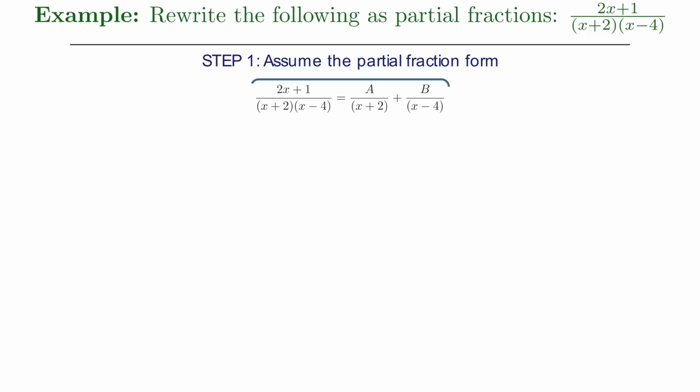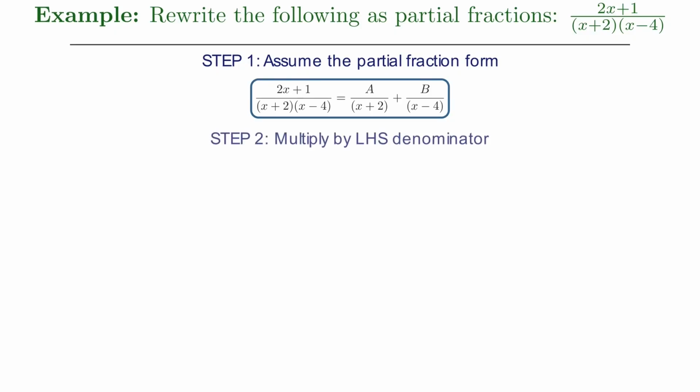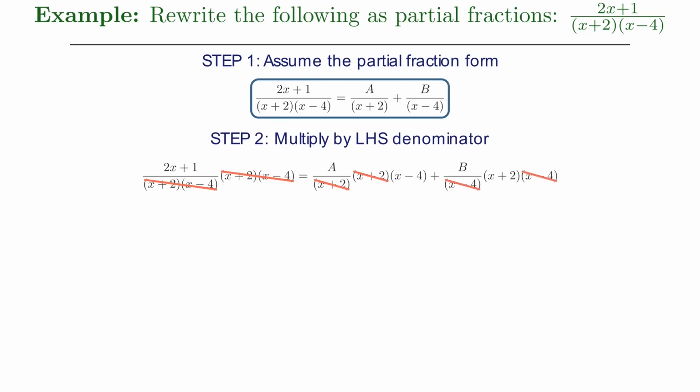The second step is to multiply everything by the denominator of the left-hand side, so multiplying through by (x + 2)(x - 4). On the left-hand side, the denominator will cancel. With the A term, only the (x + 2) cancels, and with the B term, only the (x - 4) will cancel. This leaves us with 2x + 1 equals A times (x - 4) plus B times (x + 2).